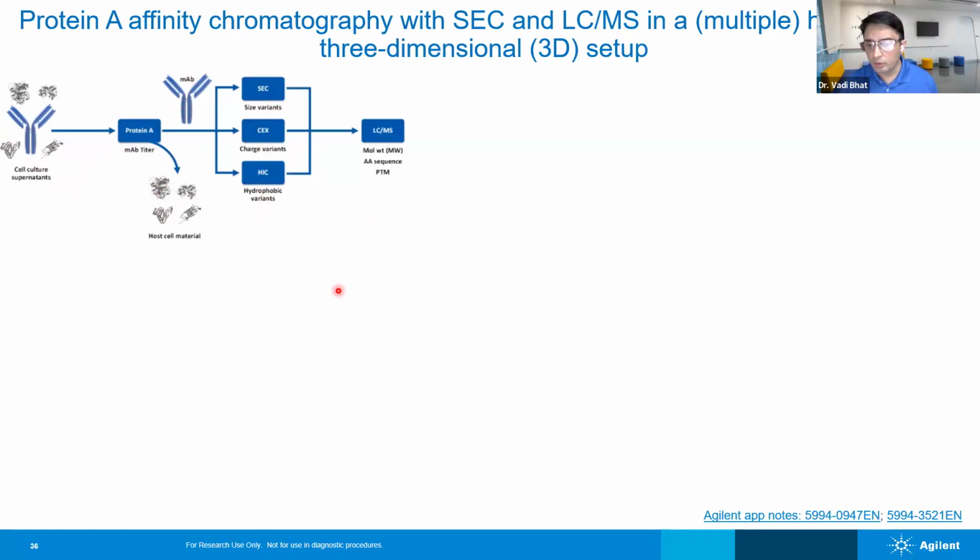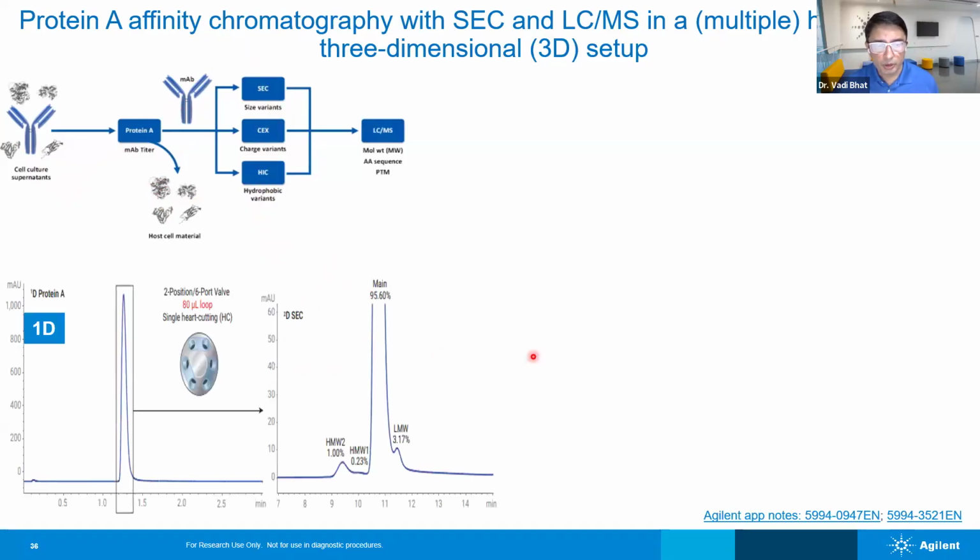In this application note and publication, different types of columns and different types of analysis are done in one system. And I'm just showing that, again expanding this native aspect or a denaturing condition, there's a reverse phase column used for desalting in this particular case, because the buffers used are these salt buffers.